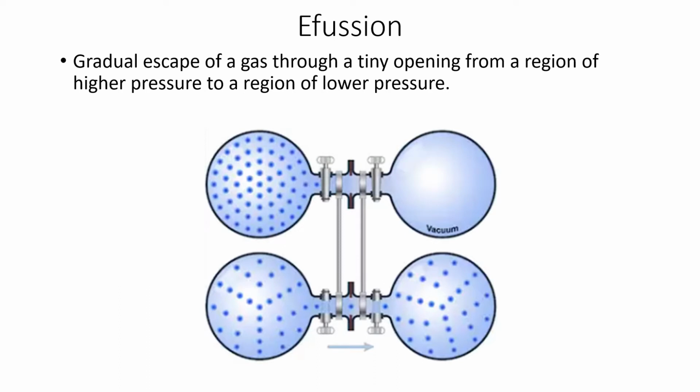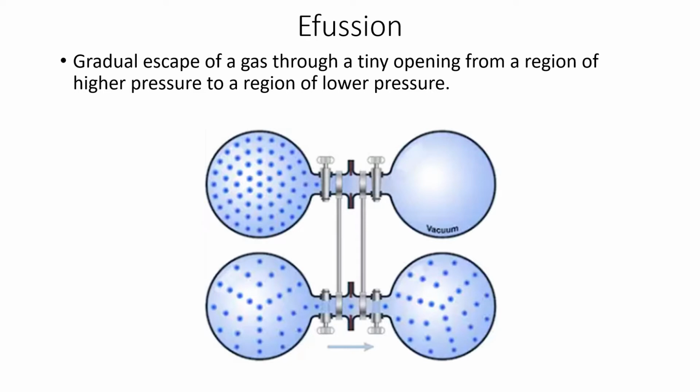A couple of terms I want to quickly talk about that a lot of times people get mixed up and confused on. The first of these is effusion. Effusion is the gradual escape of a gas through a tiny opening from a region of higher pressure to a region of lower pressure. And this diagram shows it.